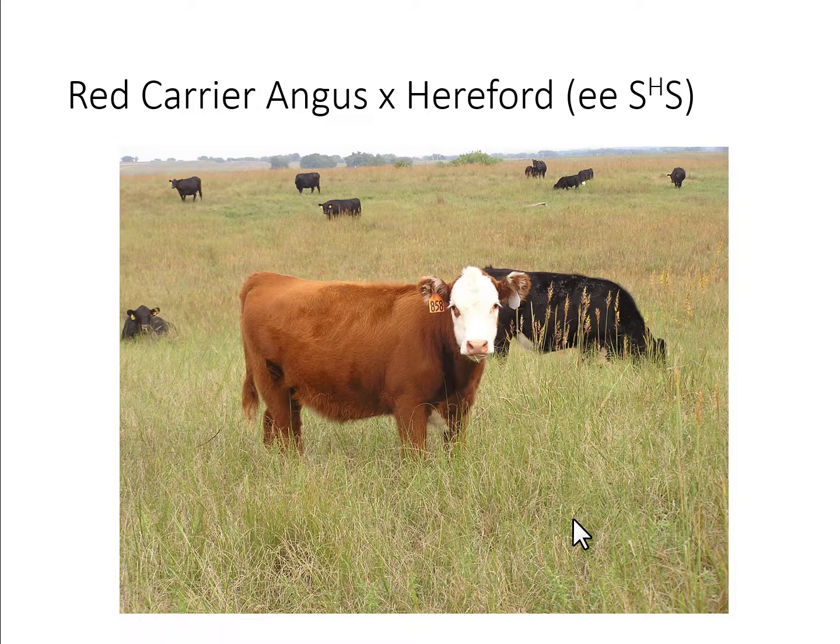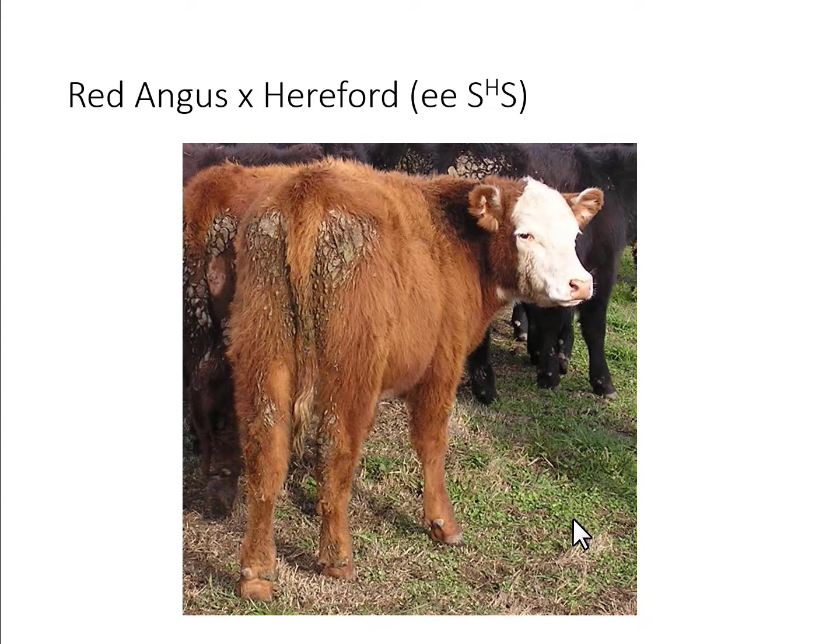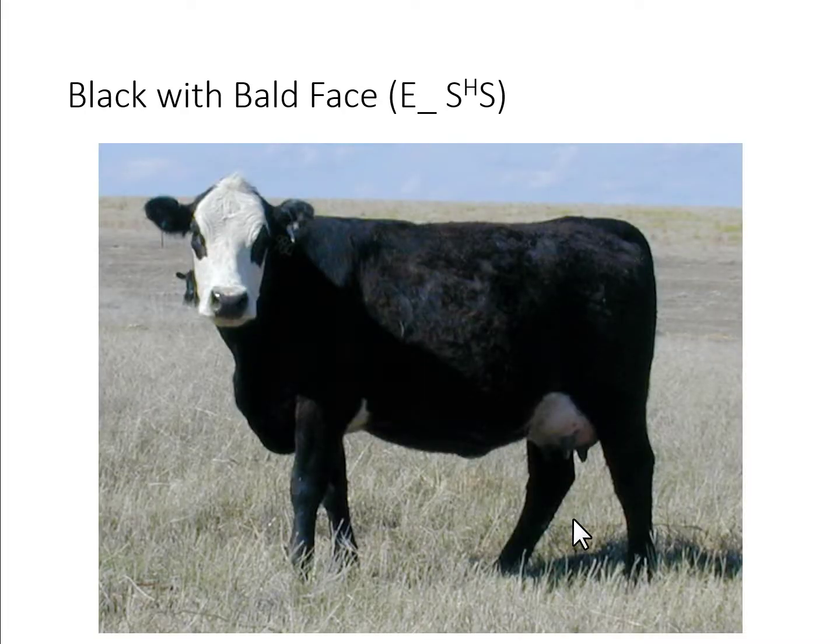Then here we see a red carrier Angus crossed with a Hereford. The offspring is red with a bald face, so little e, SH, S. For your homework problems, if you ever get the genotype SH, you can just write full Hereford pattern. You do not need to write out the entire description of the spotting. And again, here we see a red Angus crossed with a Hereford. We have little e for the red base color and SHS giving us a bald face. And then here we have a black baldy, so 1 big E, and then SHS.